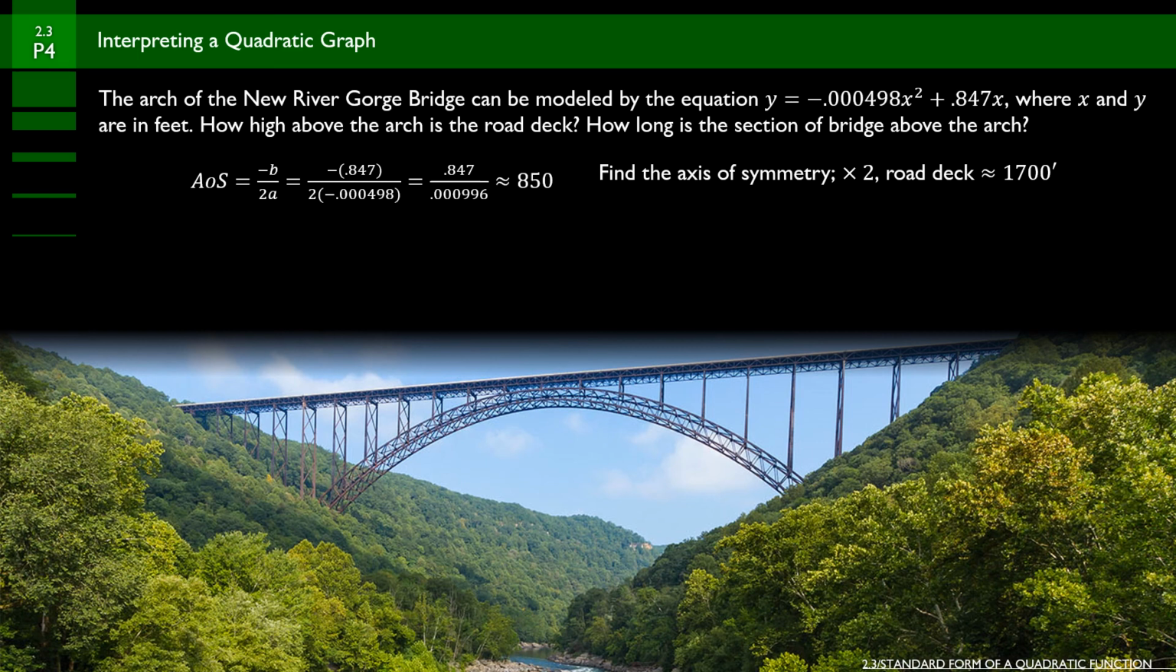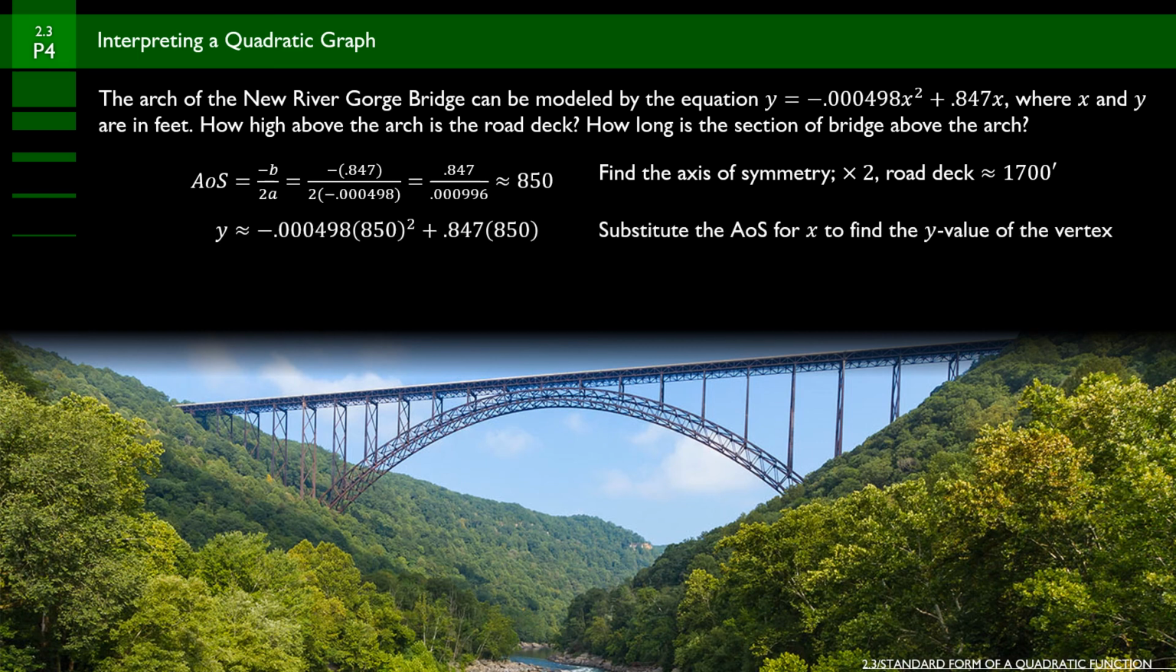The next thing we'll do is we'll substitute our axis of symmetry into the original equation to find the y value of the vertex. Again, you're going to need a calculator for this portion, but once you've multiplied all that through, you're going to find out that it's approximately 360 feet. So the road deck is approximately 360 feet above the foundation of the arch, not above the river, but above the foundation of the arch.